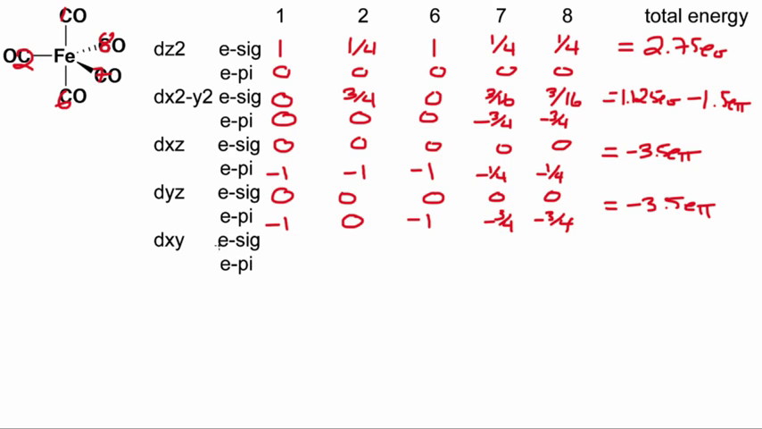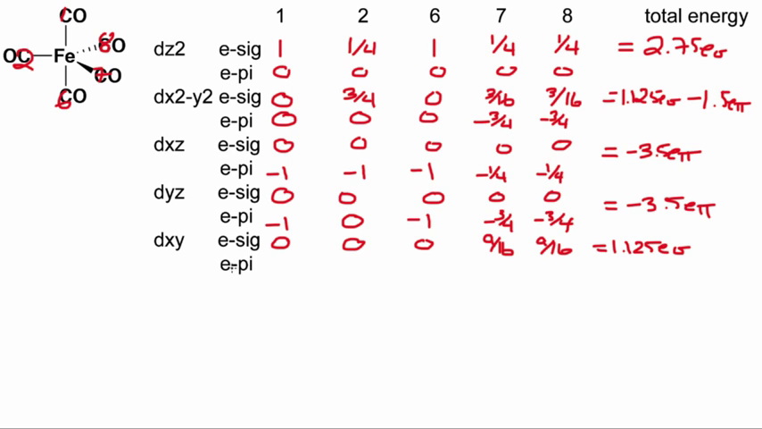The next and final orbital that we're going to look at is the dxy. The dxy is going to have 0 sigma contributions from positions 1, 2, and 6, but in the cases of positions 7 and 8, we will have sigma bonds that form, and each of those is going to provide us with an energy difference of 9/16 E sigma. If we add those up, we will get a value of 1.125 E sigma.